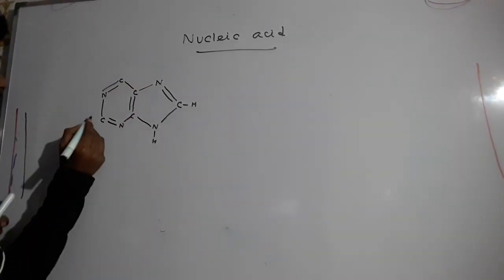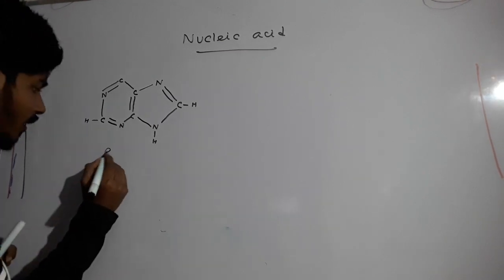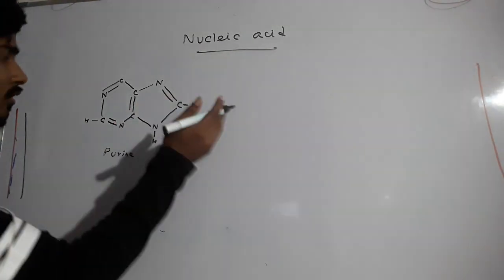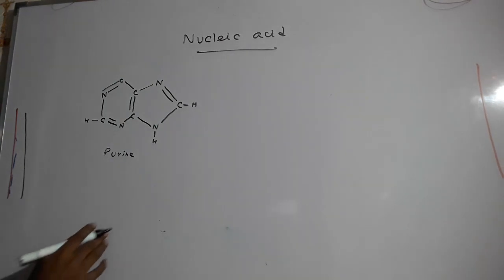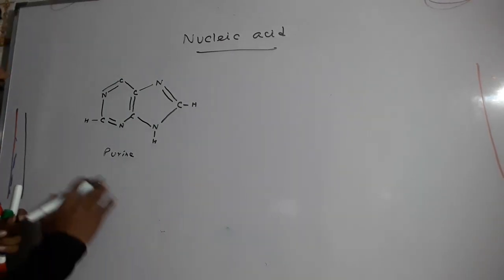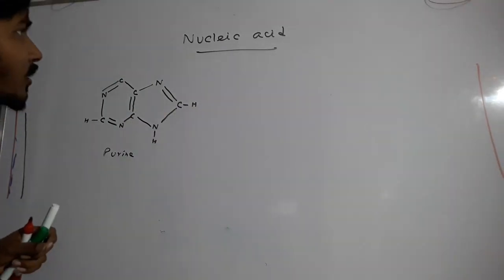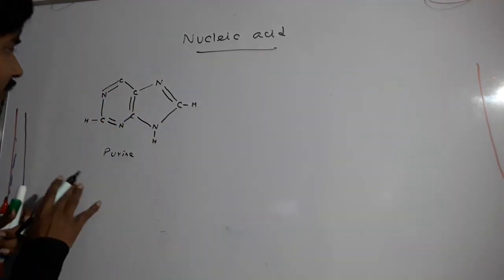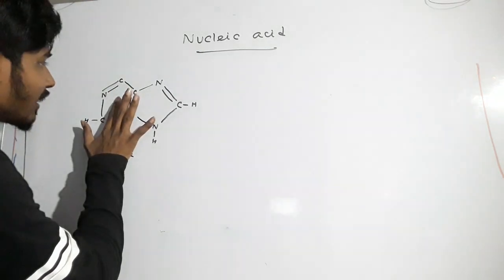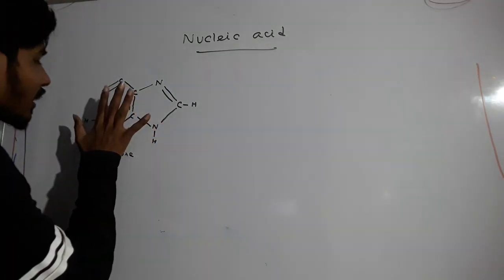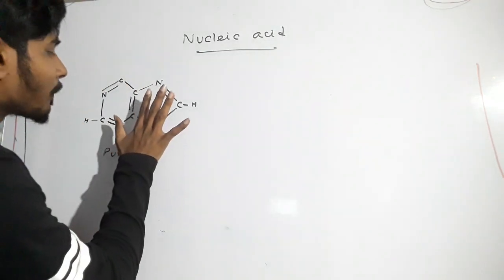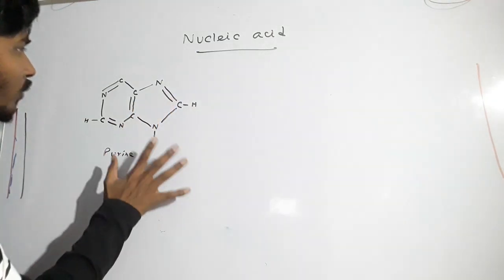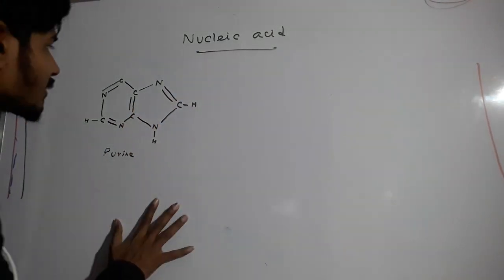First of all let us draw the structure of purine, then we will draw the structures of adenine. This is the structure of purine, and from it we will be drawing the structures of the nitrogenous bases. You see that it is a heterocyclic ring. Here is a hexagonal ring, here is a pentagonal ring, and these two rings form the purine structure.